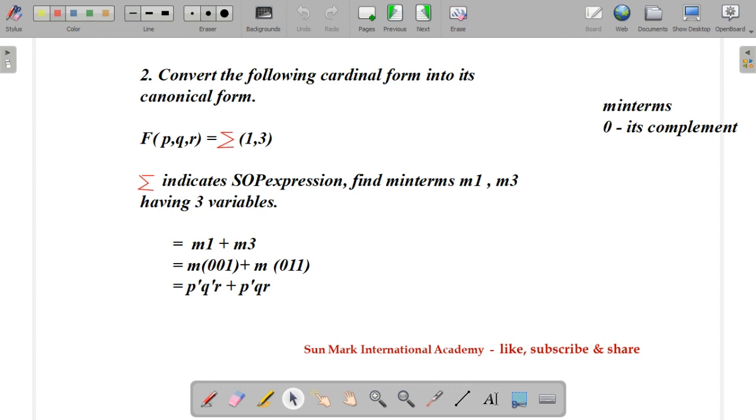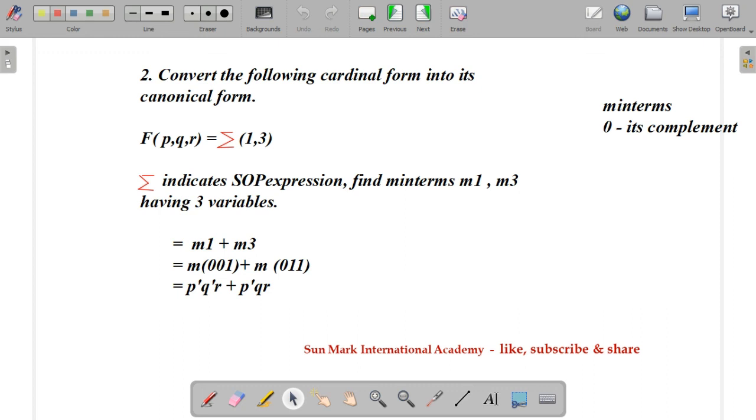So the decimal number 1 corresponds to binary 001, and 3 corresponds to binary 011. In a min term, 0 should be complemented. So we can write P dash Q dash R plus P dash Q R. So this is the conversion of cardinal form into canonical form. Easily we can identify by the symbols: sigma indicates SOP, pi indicates POS.